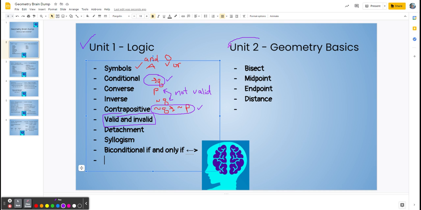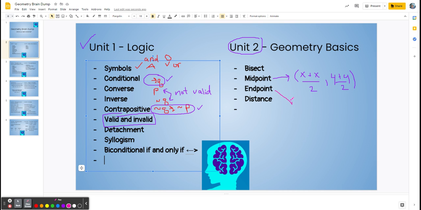What about Unit 2? All this geometry basic stuff. This is all the formulas with X and Y. So what's the midpoint formula? Isn't it X plus X, and then Y plus Y over 2? That's midpoint.